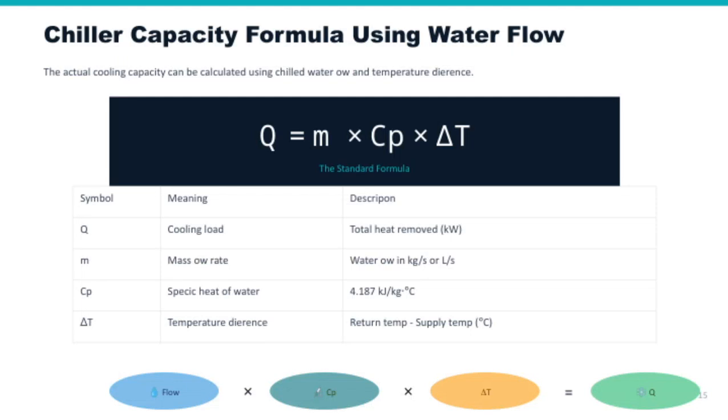Here, we see the fundamental formula for calculating cooling load, the total heat removed from a system. It's simple but powerful. Cooling load equals the mass flow rate of water, multiplied by the specific heat capacity of water, and then multiplied by the temperature difference between return and supply water. This equation lets us figure out how much cooling a chiller can provide, based on water flow and temperature changes. It's a key tool for designing and managing efficient cooling systems.